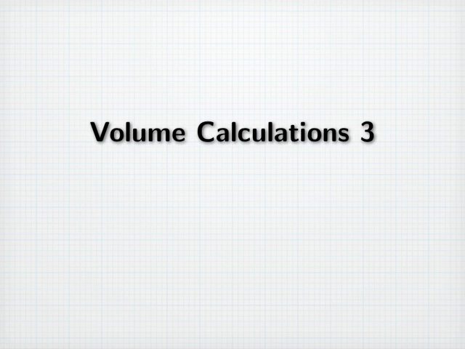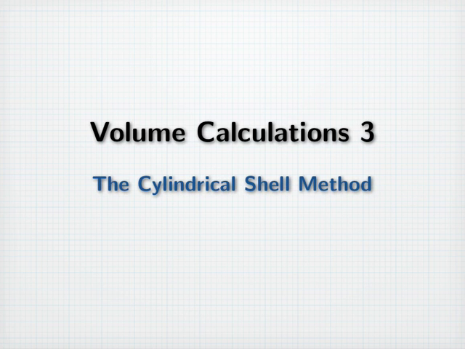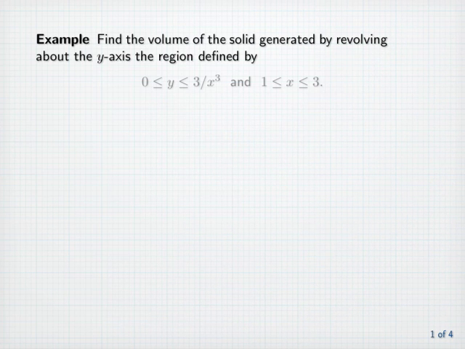Volume Calculations 3, the cylindrical shell method. Example: find the volume of the solid generated by revolving about the y-axis the region defined by y greater than or equal to 0 and less than or equal to 3 divided by x cubed, and x between 1 and 3.